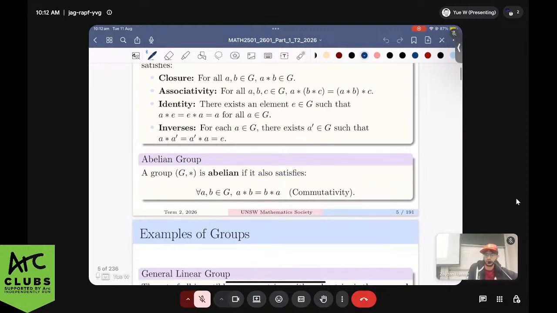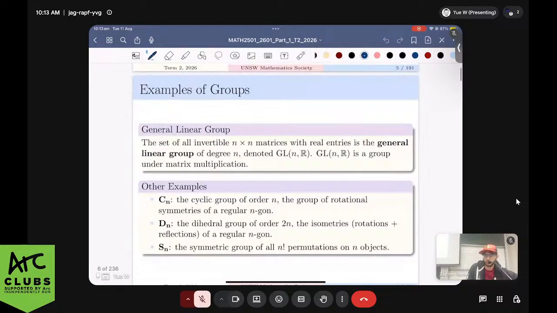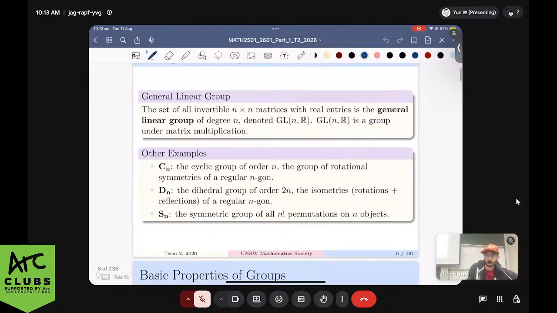Then another definition, an abelian group is just a group which has commutativity for the operation as well. So not all groups are going to be abelian, but this just means you can swap the order of A and B in the operation, doesn't really matter. Some examples of groups that we use a lot is the general linear group. This is the set of all invertible matrices of size n by n, and it can be over any field, usually R or C or whatever. Some examples are the cyclic group, which is the group of all rotational symmetries of a regular n-gon, the dihedral group, the symmetric group.